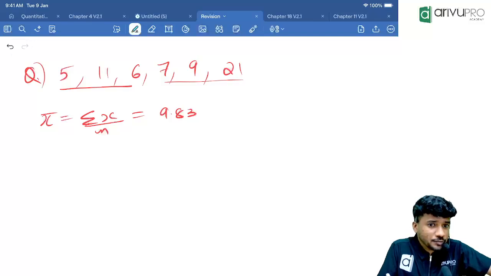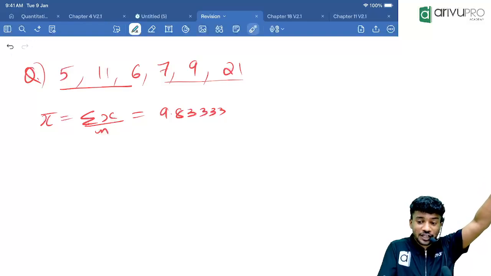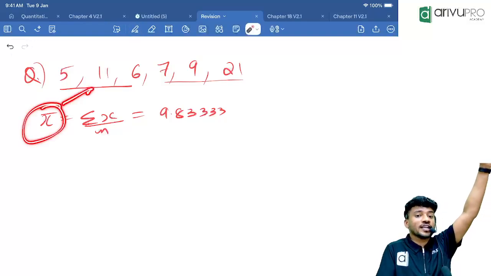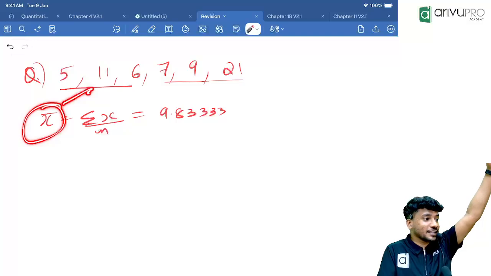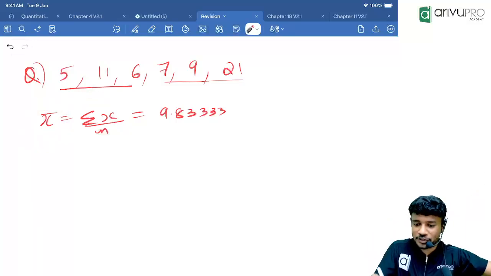9.83. Something is still there? 9.33333. Let it be there, because you will require this in the future. When we find mean deviation, standard deviation, all the time we require this same value. So it is important to know that.